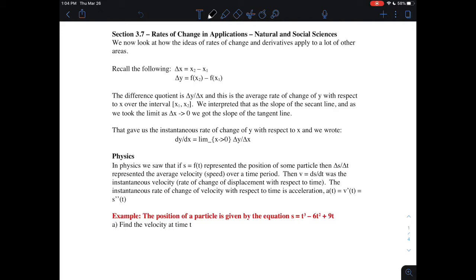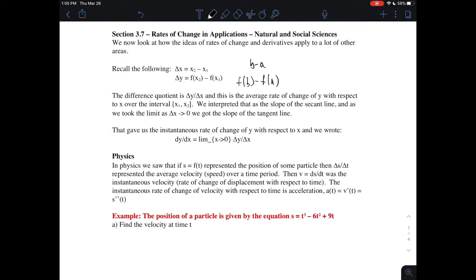Delta x means the change in x, and so we think of that as the difference of two x values, like x2 minus x1. Delta y equals f of x2 minus f of x1, so the difference of two y values. We also might have written b minus a for delta x and f of b minus f of a for delta y. The difference quotient that we've seen is delta y divided by delta x. And we called this the average rate of change of y with respect to x over a particular interval, in this case x1 to x2.